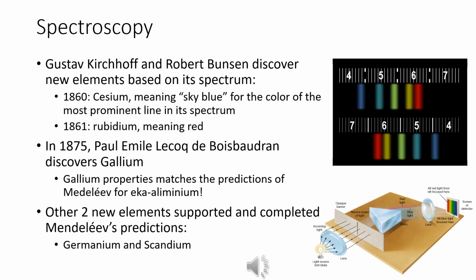Until today, spectroscopy is one of the basic and most important techniques for the characterization of materials, not only for the identification of atoms, but also for the identification of molecules, and it is used in different techniques, like for example infrared spectroscopy, Raman, photoluminescence and so on.